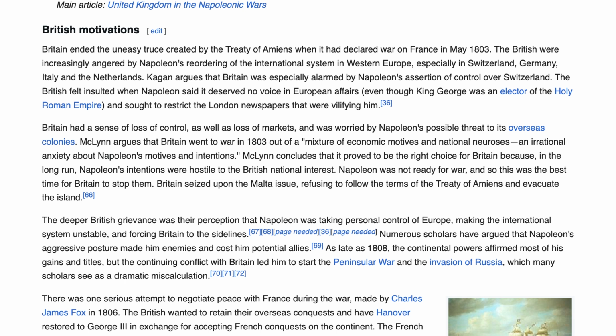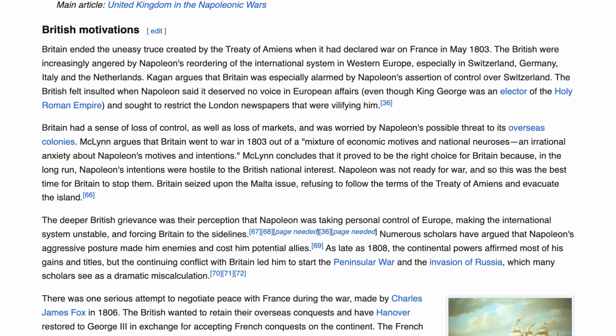The deeper British grievance was their perception that Napoleon was taking personal control of Europe, making the international system unstable, and forcing Britain to the sidelines. Numerous scholars have argued that Napoleon's aggressive posture made him enemies and cost him potential allies. As late as 1808, the Continental powers affirmed most of his gains and titles, but the continuing conflict with Britain led him to start the Peninsular War and the invasion of Russia, which many scholars see as a dramatic miscalculation.